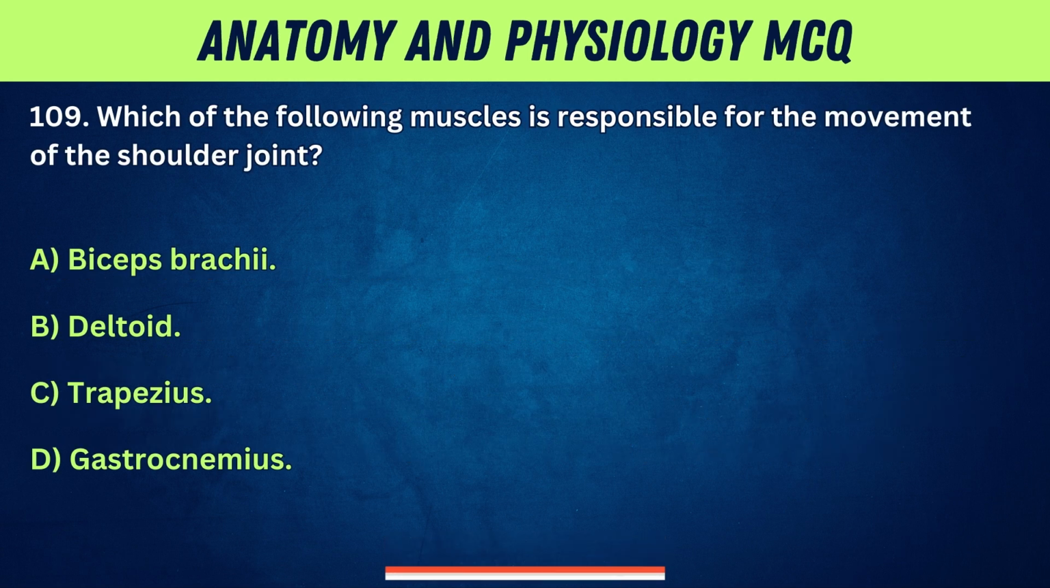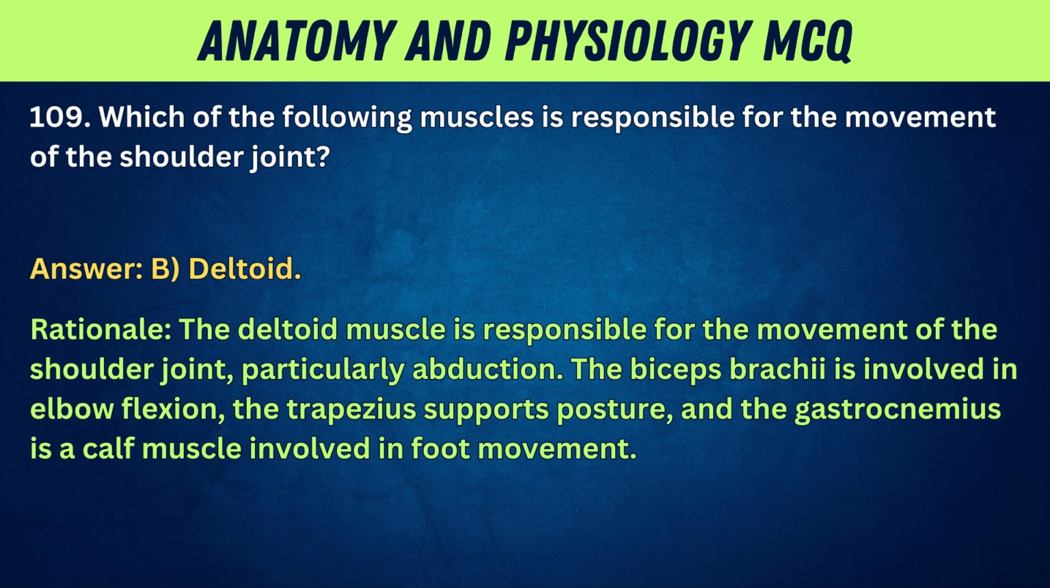109. Which of the following muscles is responsible for the movement of the shoulder joint? A. Biceps brachii. B. Deltoid. C. Trapezius. D. Gastrocnemius. Answer: B. Deltoid. Rationale: The deltoid muscle is responsible for the movement of the shoulder joint, particularly abduction. The biceps brachii is involved in elbow flexion, the trapezius supports posture, and the gastrocnemius is a calf muscle involved in foot movement.